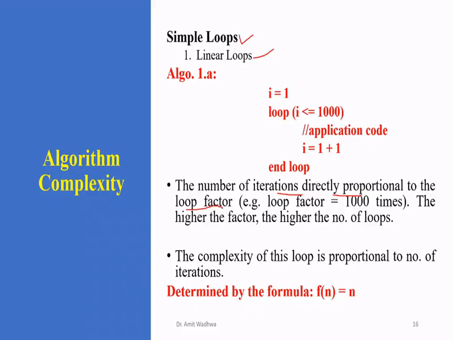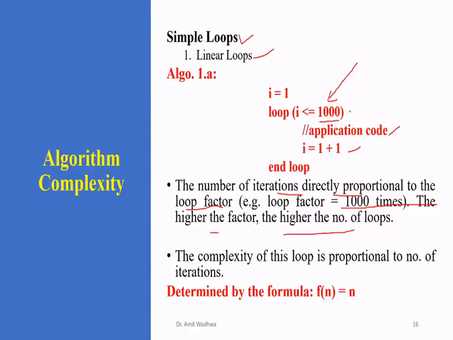So the thing that comes to mind is, what is loop factor? Loop factor is basically the number of iterations that the looping variable or iteration variable is going to perform, or the maximum limit, like the size n. So in this case, the loop factor will be 1000 times, because it will go up to 1000 times. And there can be some code also here, and based on that we are performing this operation, I plus 1. Higher the factor, higher is the number of loops.